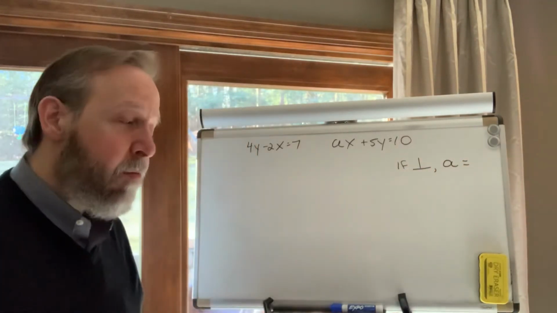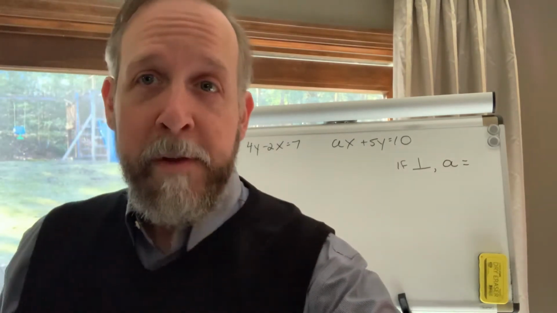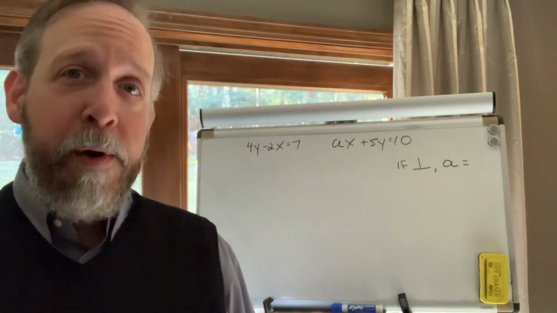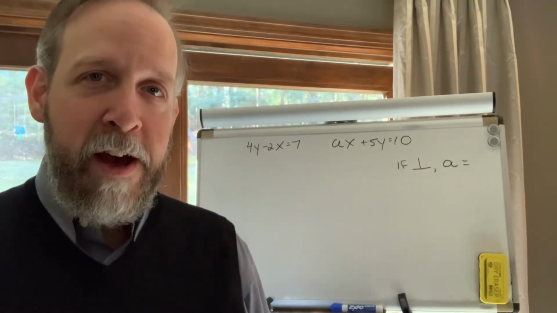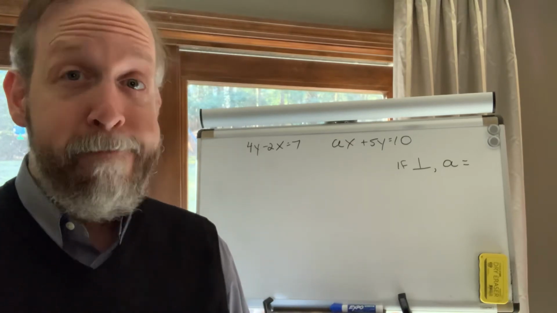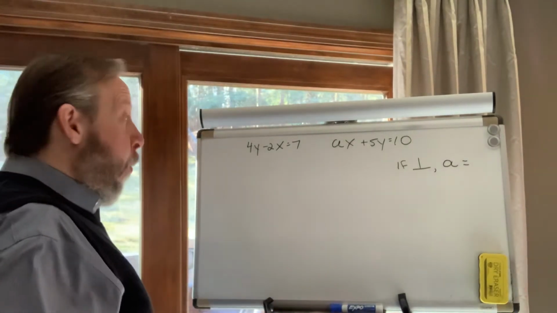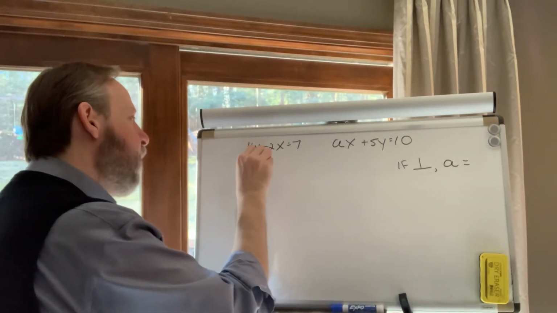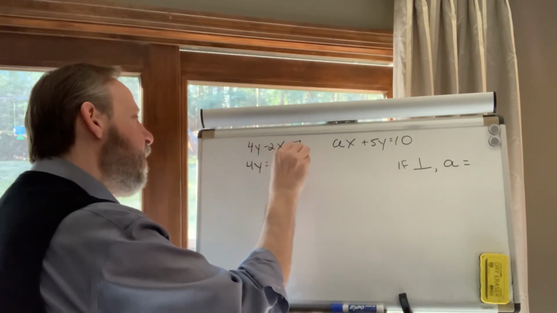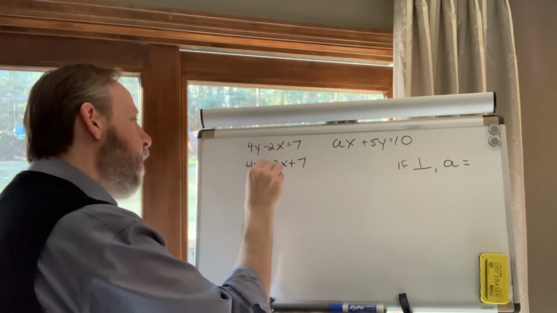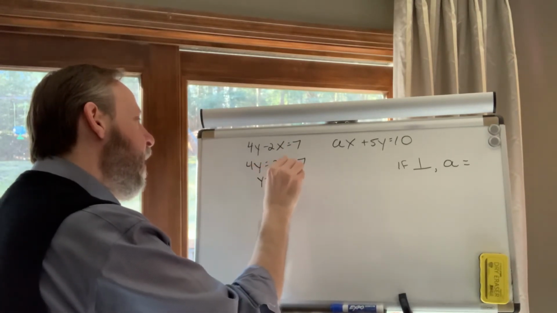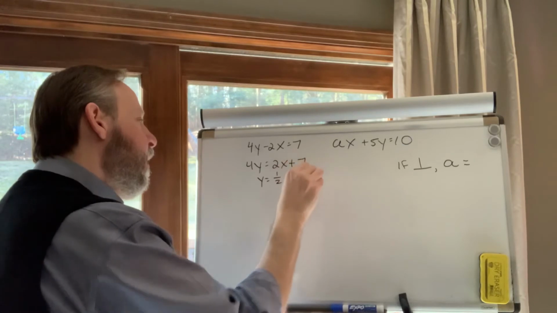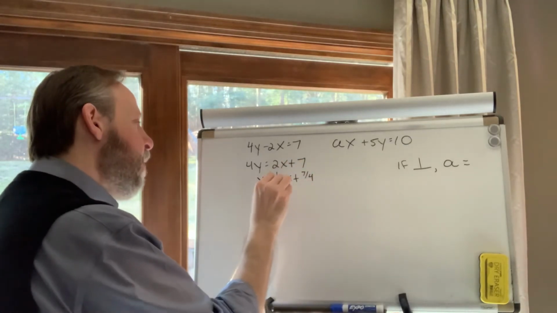What's a? Well, again, we have to figure out first what it means to be perpendicular. Hopefully we remember. Perpendicular lines have opposite reciprocal slope. All right. What's the slope? Well, I've got to put this in slope-intercept form. Add 2x to both sides. Divide by 4. 2 divided by 4 is 1/2. The important thing here is that the slope is 1/2.